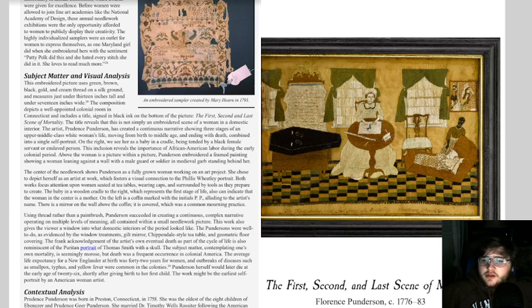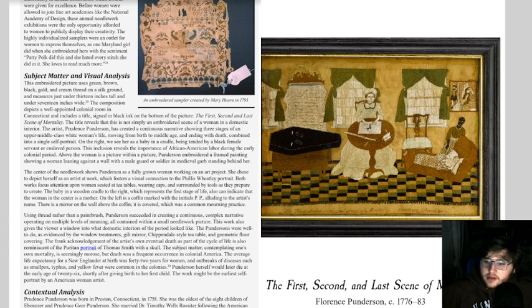Using thread rather than paintbrush, Punderson succeeds in creating a continuous, complex narrative operating on multiple levels of meaning, all contained within a small needlework picture. This work also gives the viewer a window into what domestic interiors of the period looked like. The Pundersons were so well-to-do, as evidenced by the window treatments, gilt mirrors, Chippendale-style tea table, and geometric floor covering.